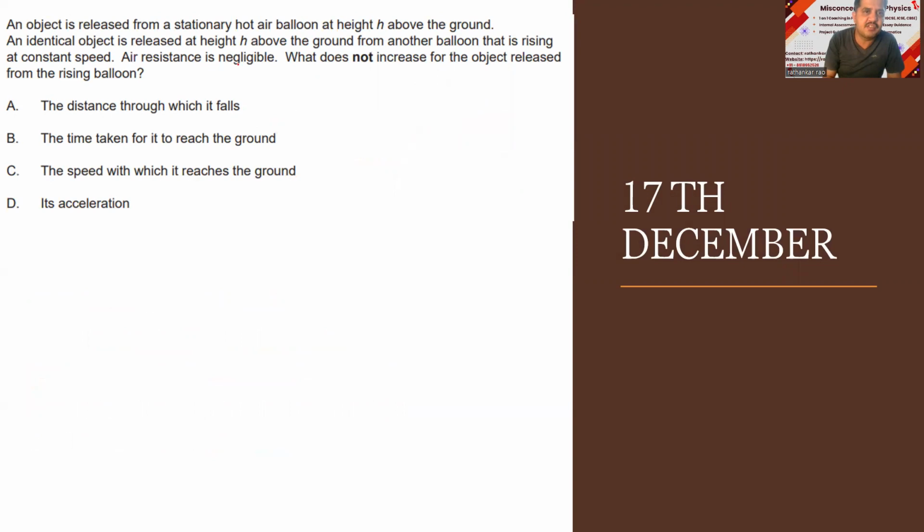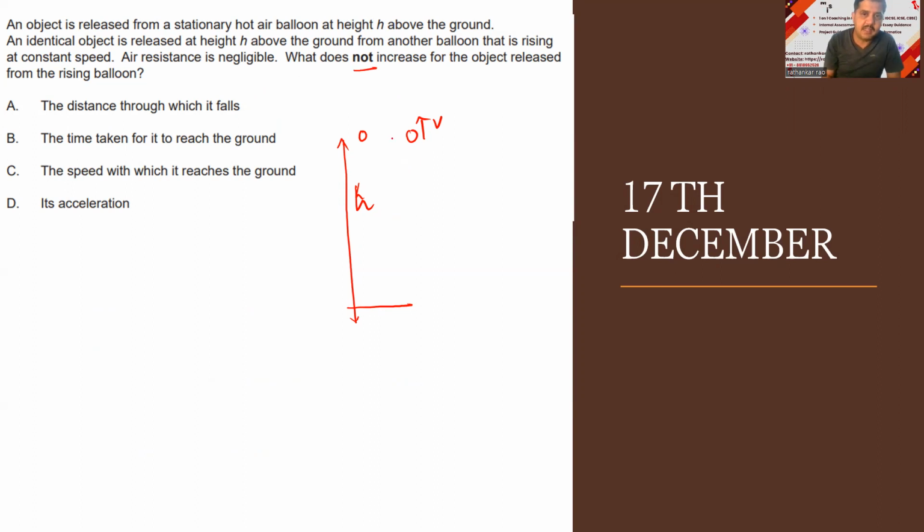An object is released from a stationary hot air balloon. This is the ground, and it is released from a height h. Then an identical object is released from height h above the ground from another balloon that is rising at constant speed. This one is moving upwards at a velocity v, constant speed. Air resistance is negligible. What does not increase? Now let us look at this.